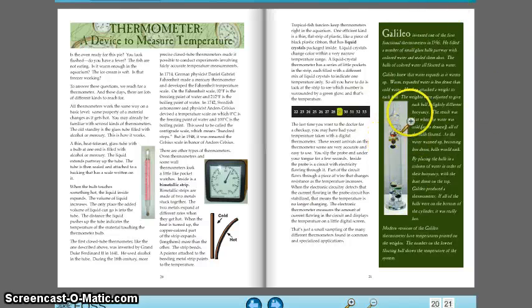Also, decorative thermometers like we see here with the Galileo thermometer with water in it and balls at different buoyancies that would float with different weights on them because of the density of water and how water changes its density as it increases and decreases its temperature.